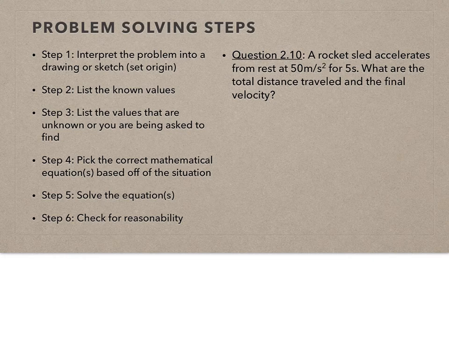And this is question 2.1 out of the book. A rocket sled accelerates from rest at 50 meters per second squared. So remember, meters per second squared, second squared is an important thing. That's our acceleration for 5 seconds. What are the total distance traveled and the final velocity? So there's actually two questions here. Total distance traveled and then final velocity.